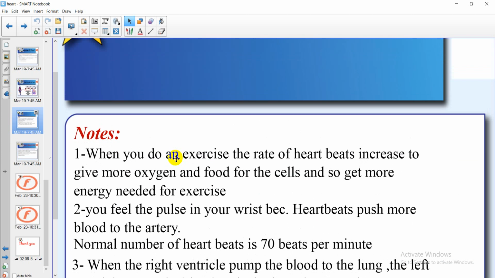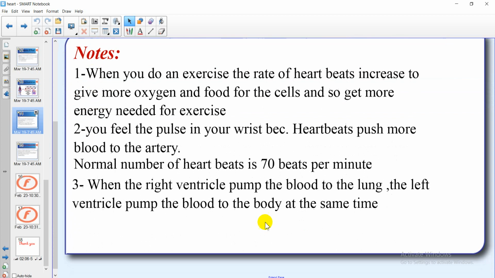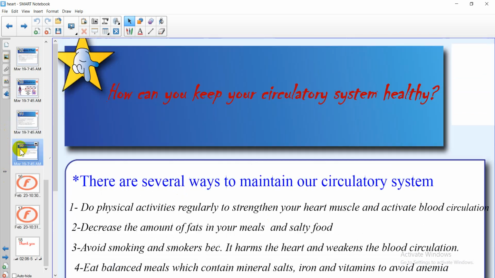So we should keep our circulatory system healthy. We should do exercise, okay, and you feel the pulse on your wrist because the heartbeat pushes more blood to the artery. The normal number of heartbeats is 70 beats per minute, okay. How can you keep your circulatory system healthy?